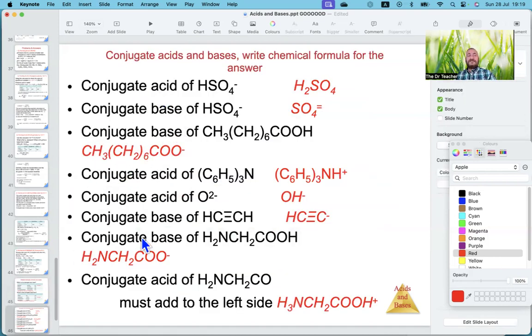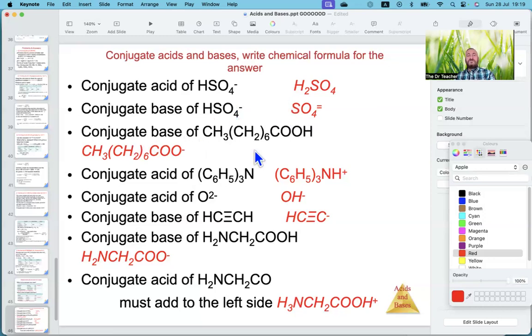And now here, as we can practice, conjugate acid of HSO4. So this is a base, so the conjugate acid will be H2SO4. Conjugate base of this, the base. So you see here we increase the protons, so it becomes an acid, the conjugate acid. But for the base, you always have sulfate. It's the conjugate base for this.